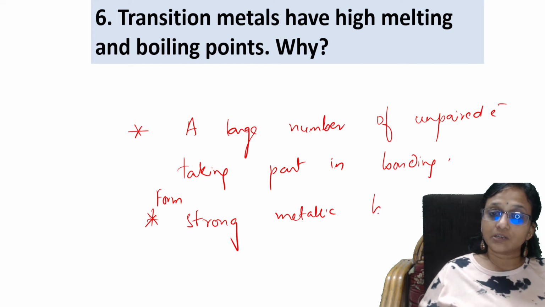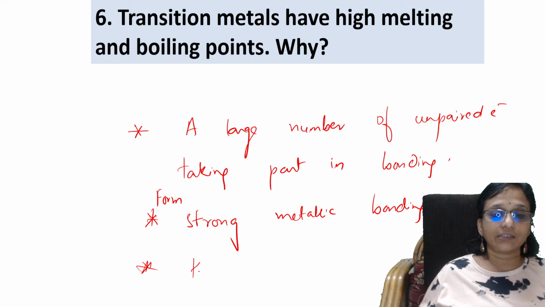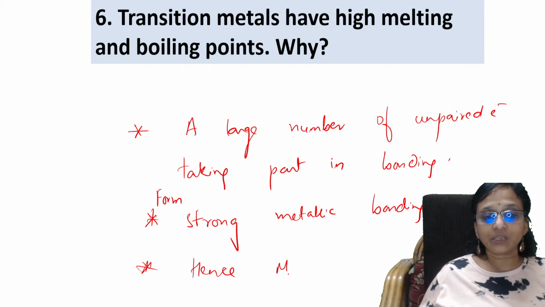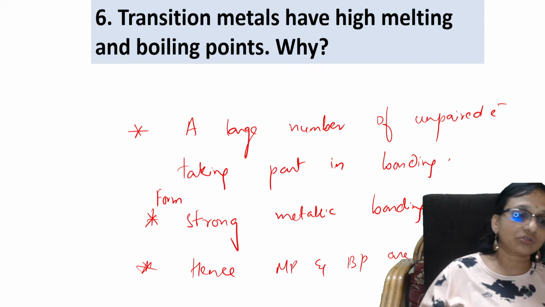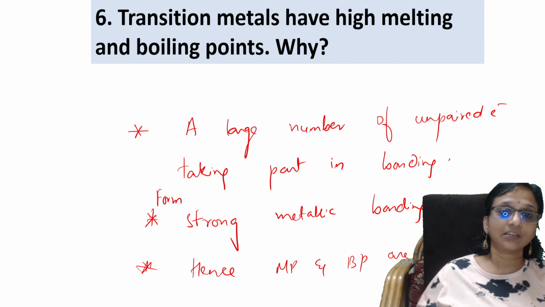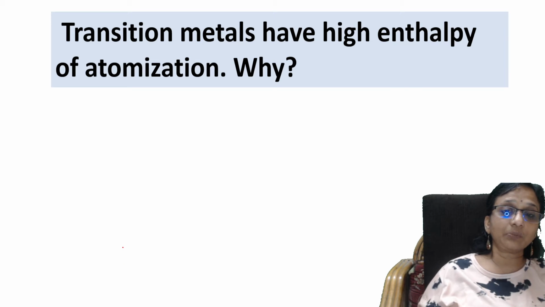If metallic bonding is strong, what is going to happen, students? Hence, MP and BP would be high, because I have to break that strong metallic bonding. So write 3 points, you'll get full marks. Next question. Transition metals have high enthalpy of atomization.